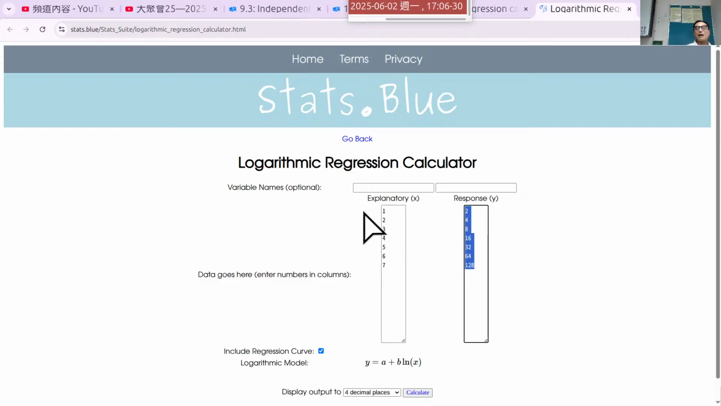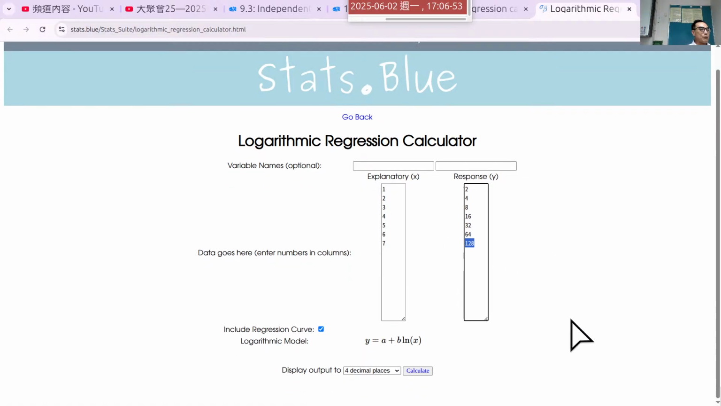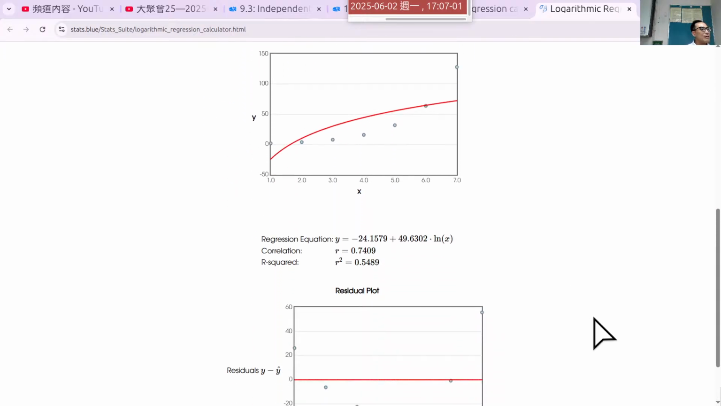Actually, those data sets are very perfect, because 2 to the power of 1, 4 is 2 to the power of 2, 8 is 2 cubed, 16 is 2 to the power of 4, power of 5, power of 6, power of 7. After drawing this, it will become very, very beautiful, and the correlation is very high, 100%. Let me calculate. R squared like this one, no, it's very bad.